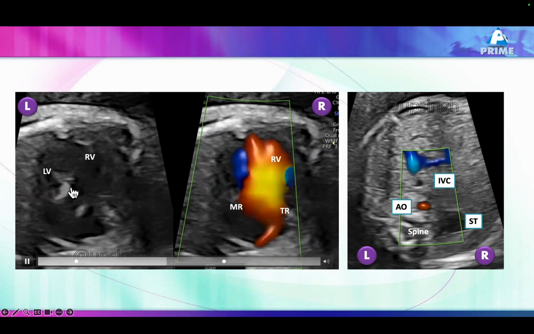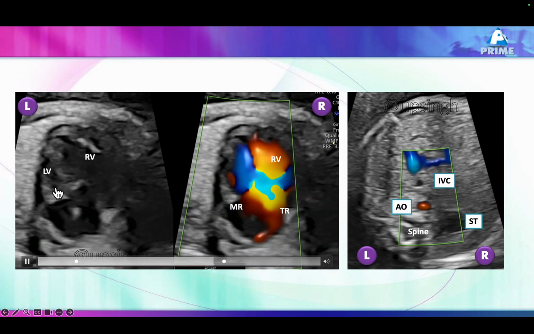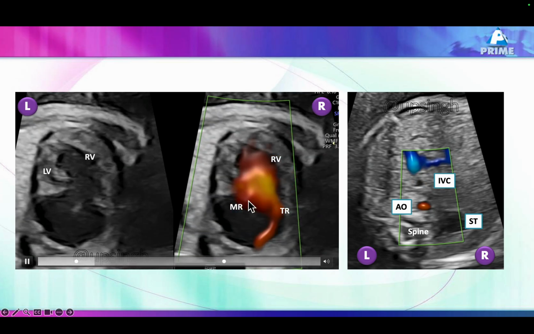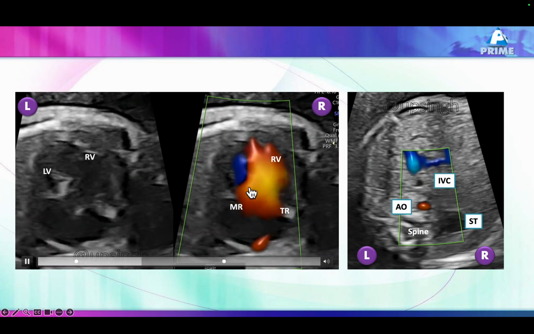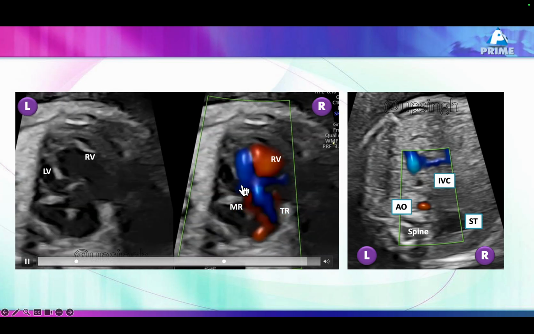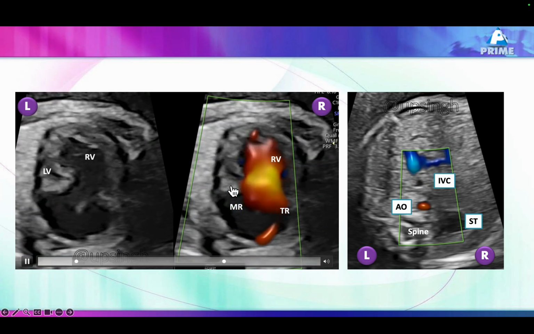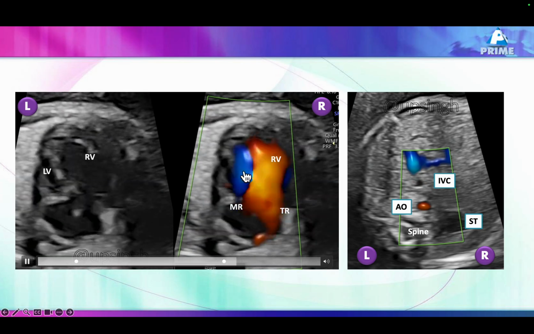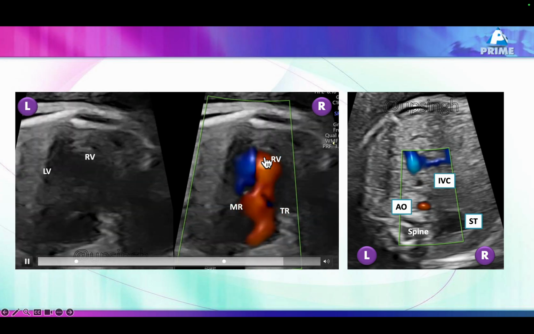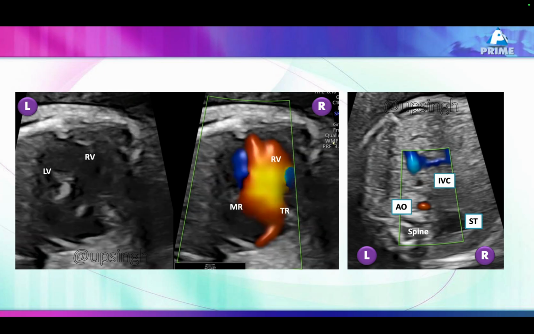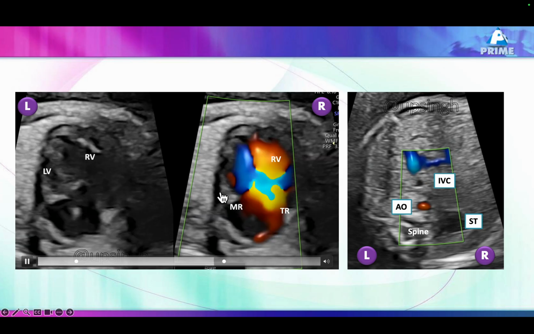Common AV valve is opening directly into the right ventricle, and it is not opening into the left ventricle. Notice here the inflow from the left atrium and the right atrium coming into the right ventricle, and only through a small VSD the flow is going into the left ventricle. So this means that the right ventricle is double inlet. Left and right atria are both opening into the single ventricle, which is of right morphology, and the AV valve is a common AV valve.